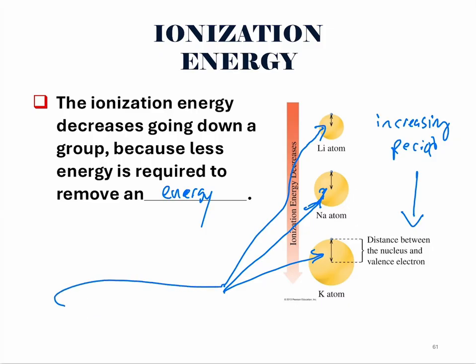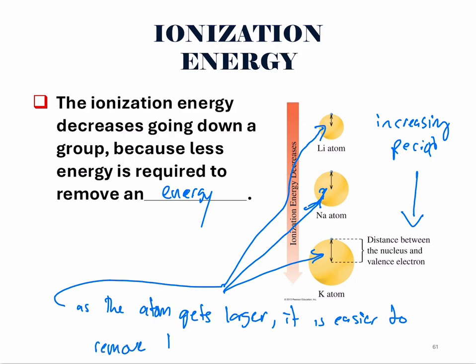As the atom gets larger, it is easier to remove the farthest electrons. As it gets farther away, it isn't as tightly bound to the nucleus anymore. It's easier to kind of flick it off.